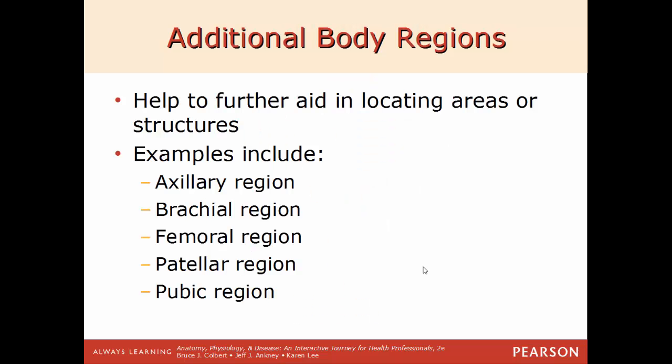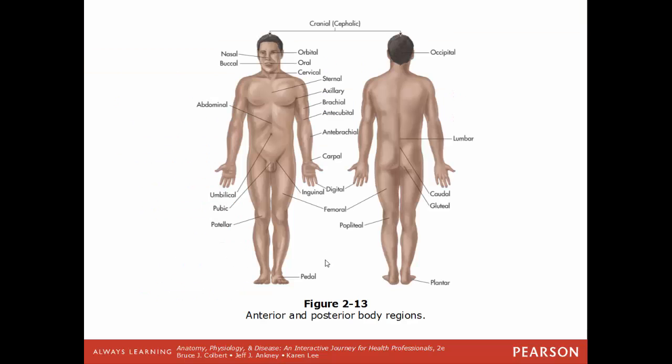And next we'll go over some other body regions to help you locate various structures and identify pain in the patient. Axillary, brachial, femoral, patellar, pubic. And all these names have very particular meanings. The axillary would be the armpit, brachial, the arm, femoral, the inner thigh, the leg, patellar, the knee, and then pubic in the groin.